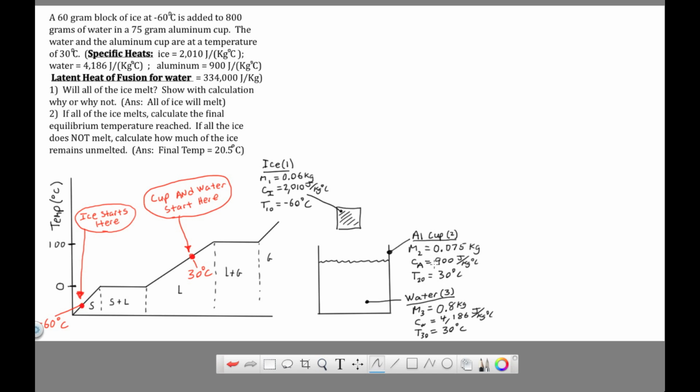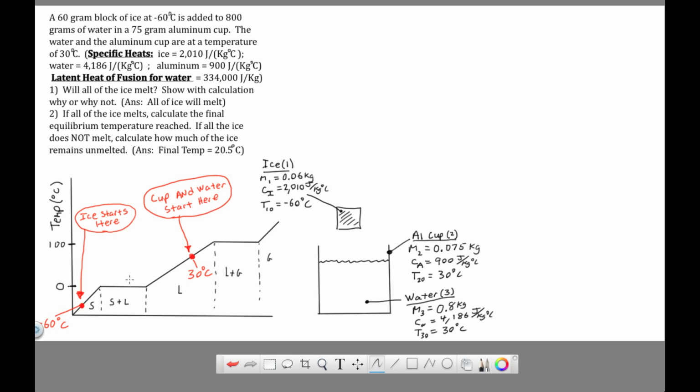Here we have the information about the aluminum cup. We got the specific heat of aluminum, the mass of the aluminum cup converted to kilograms. We got the water, mass of water, specific heat of water. The aluminum cup and the water start at the same temperature. If the water is sitting in the cup, which it is, you can definitely assume that the aluminum cup and the water share the same temperature.